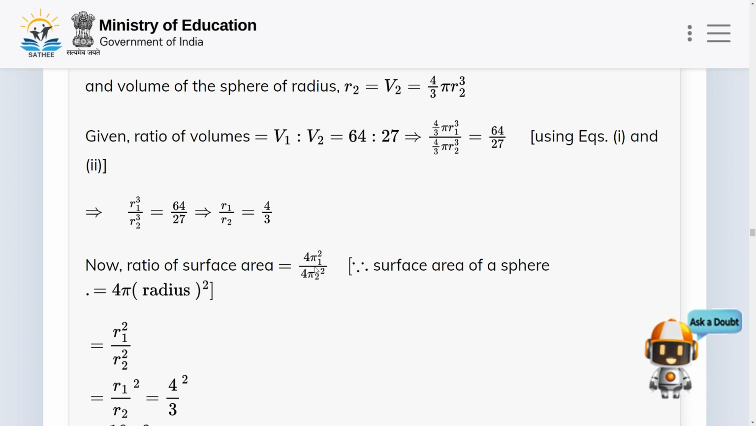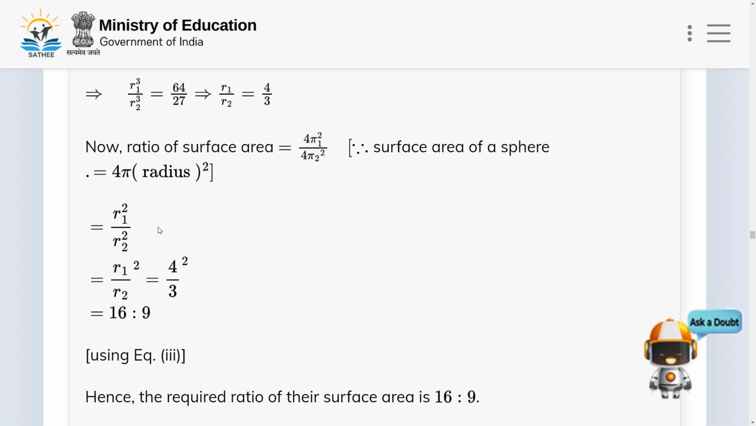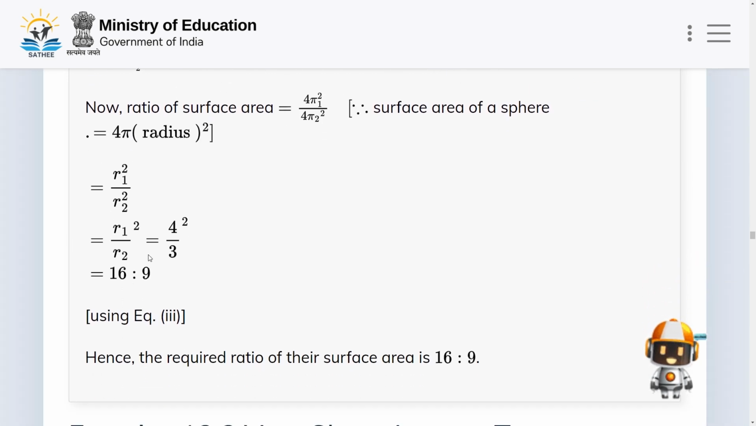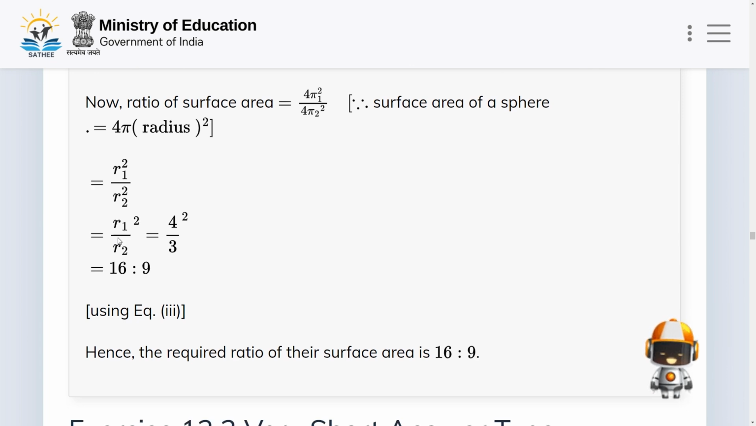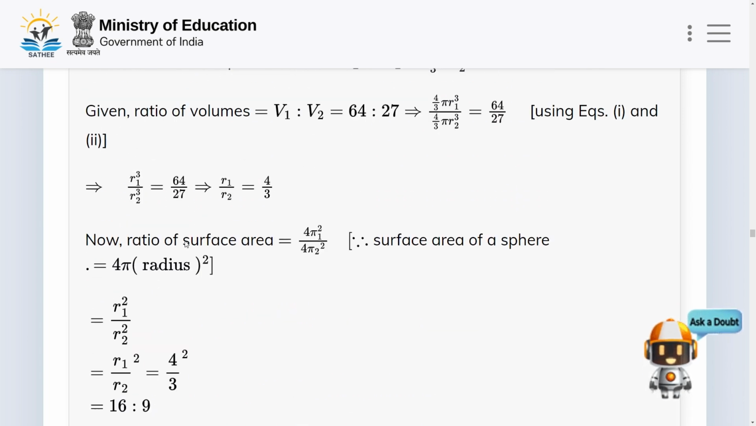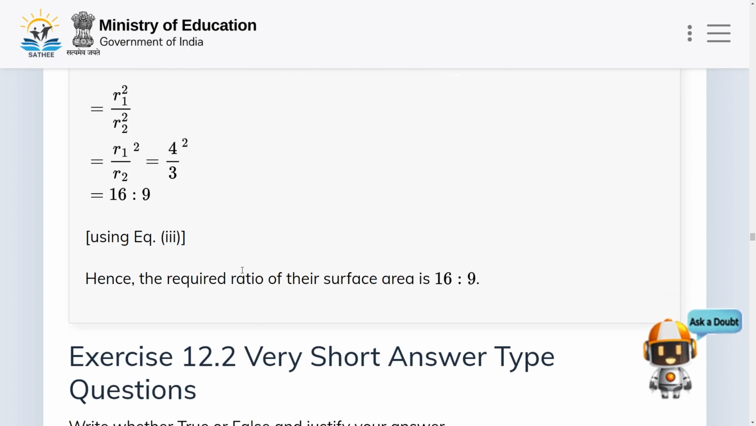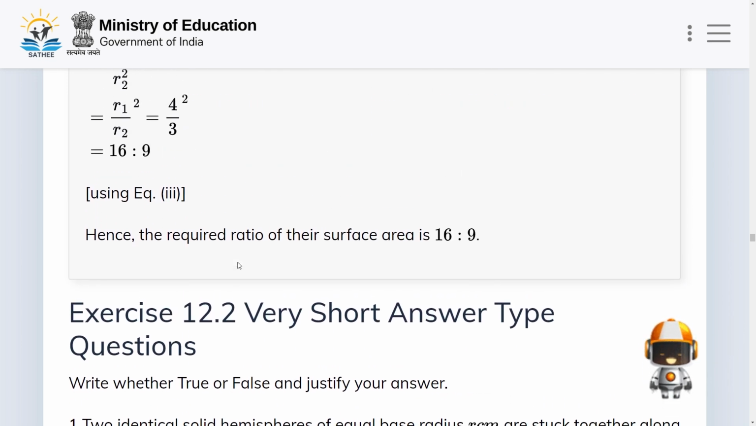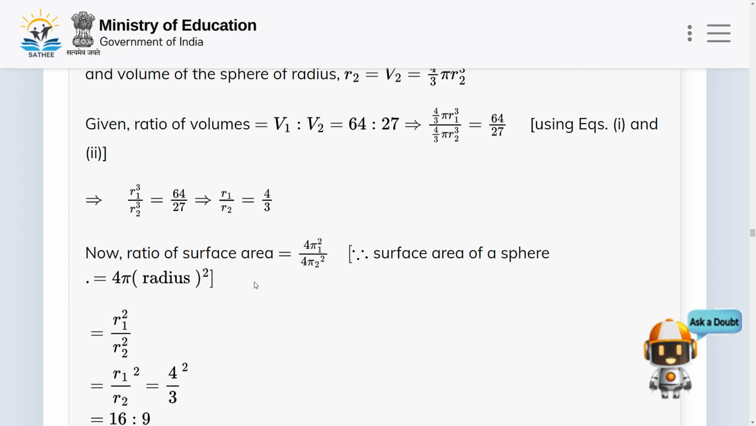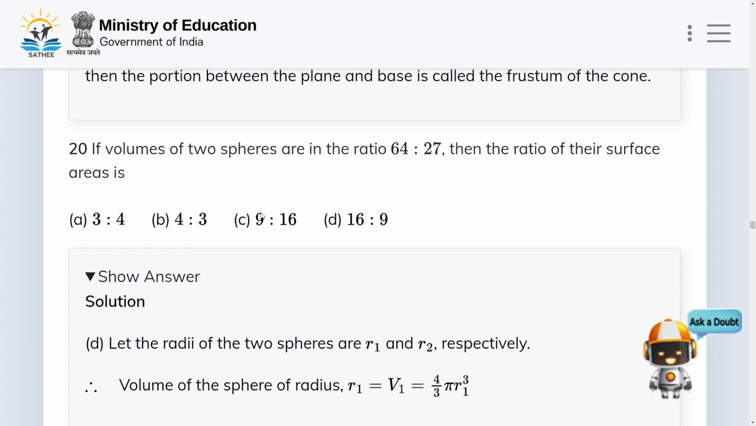Now the ratio of surface areas is equal to 4 pi r1 square by 4 pi r2 square, which is equal to r1 square by r2 square, which is equal to 4/3 square. So 4 square by 3 square is equal to 16:9. So the ratio of the surface areas is 16:9, and therefore option D is the correct answer.